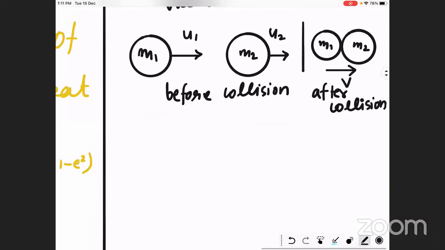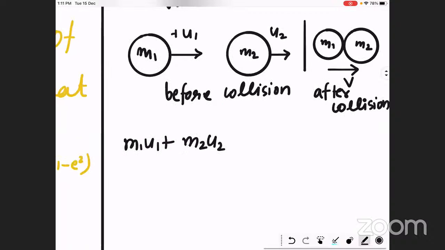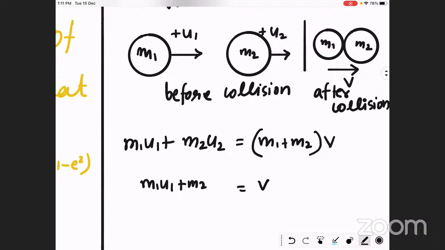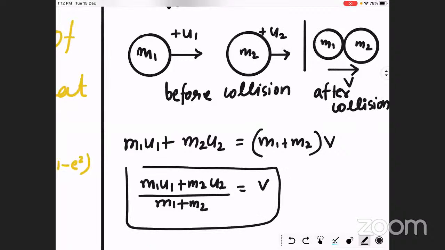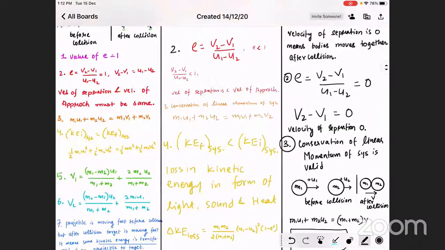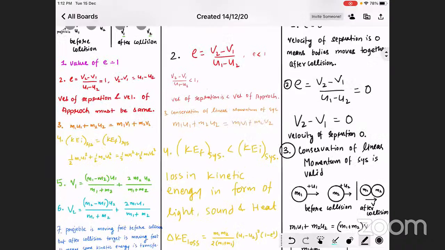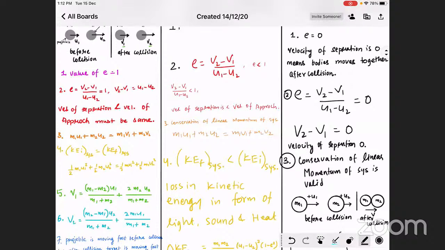So we can say that the initial momentum is m1 u1 plus m2 u2. Why plus? Because both are moving right, and I'm intentionally taking the easiest example. This equals m1 plus m2 into v. So we get v equals m1 u1 plus m2 u2 upon m1 plus m2. Understood? Conservation of linear momentum is valid. No velocity of separation. The value of E is 0.